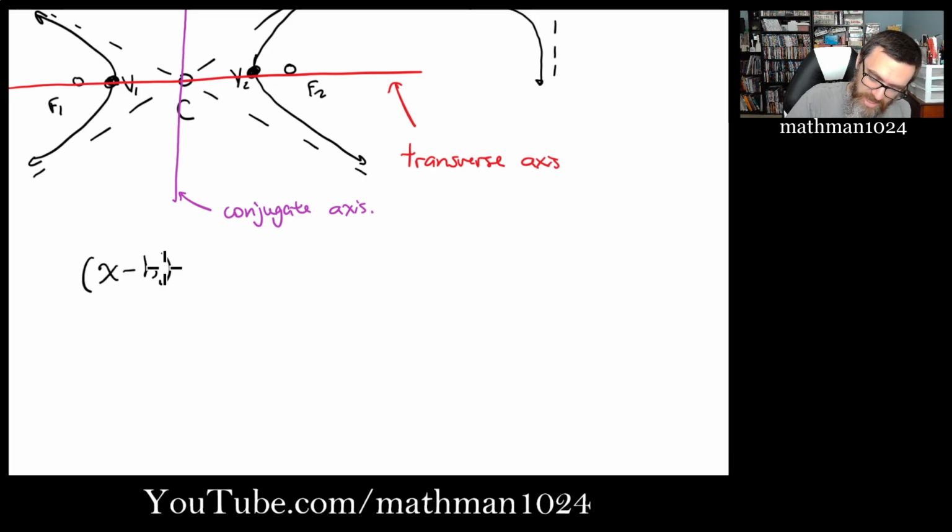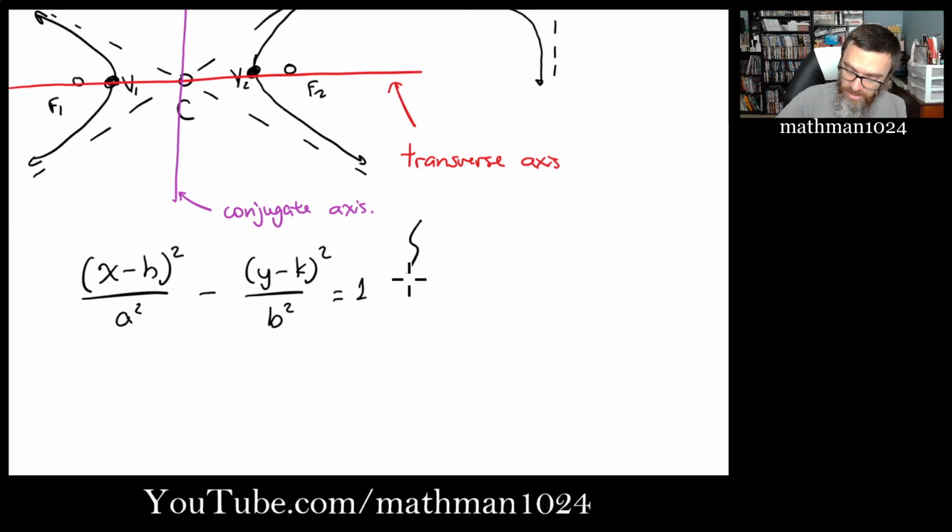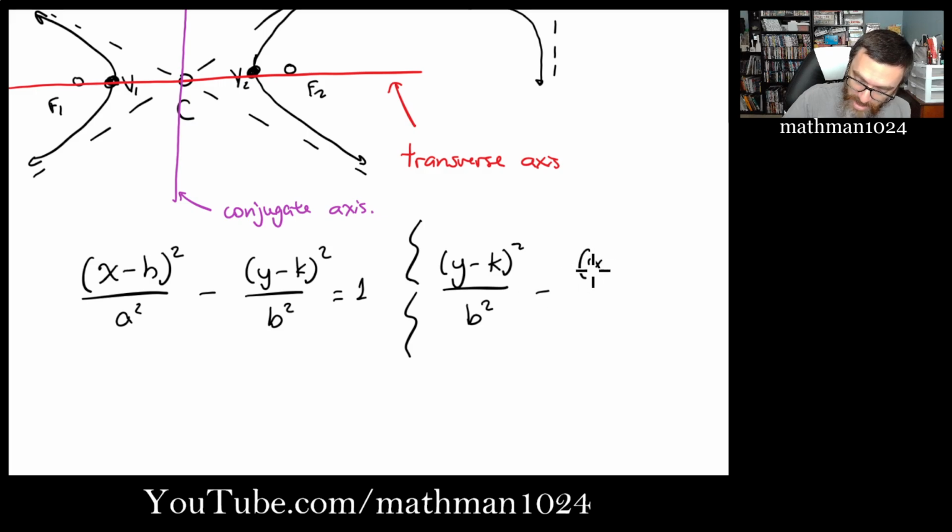So (x minus h) squared over a squared minus (y minus k) squared over b squared equals 1. And the other form that we have is (y minus k) squared over b squared minus (x minus h) squared over a squared equals 1.